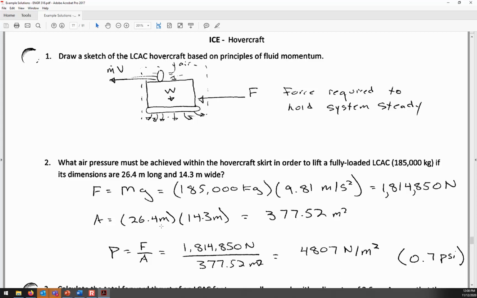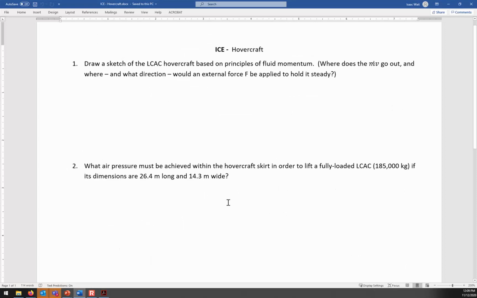And so just for perspective, that's 0.7 psi. So think about your tires, how pressurized they are. Most people will pressurize their tires to about 32 psi, and you wouldn't even be able to notice a change in 0.7 psi if you're using one of those little tire pressure gauges. But that's all the pressure that has to be maintained underneath that rubber skirt in order to lift up a fully loaded LCAC. So that's kind of interesting. It's all because it's such a big area.